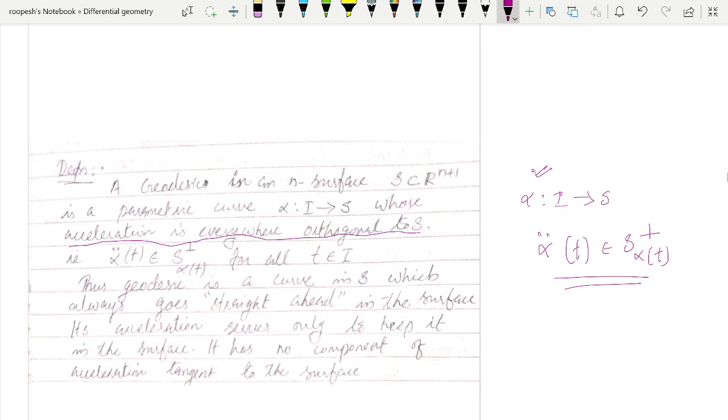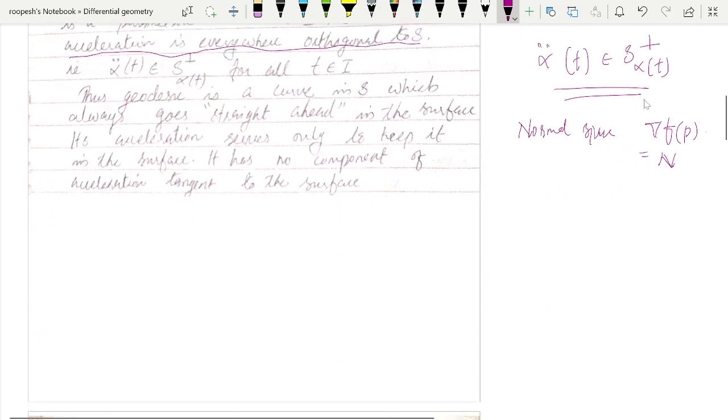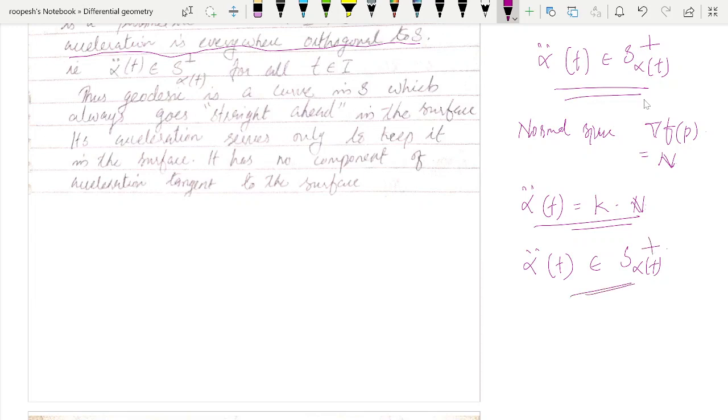Now to show that something is going to be a geodesic, what we have to show is that its acceleration belongs to S of alpha of t perp. In another way, we know that the normal space is spanned by del f of p, or we can say the normal n. So we want to show that the acceleration alpha double dot of t is some multiple of n, the normal component. Then alpha double dot of t is orthogonal to S of alpha of t perp. So our idea is to show that acceleration is a multiple of normal.